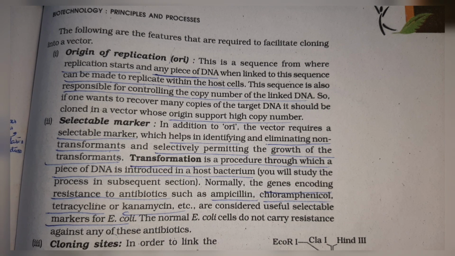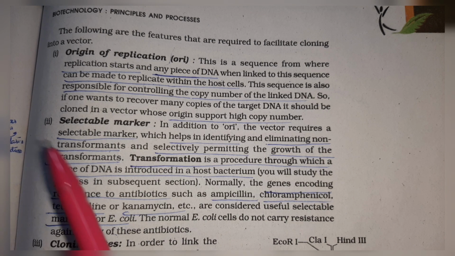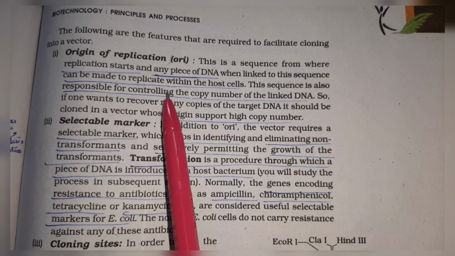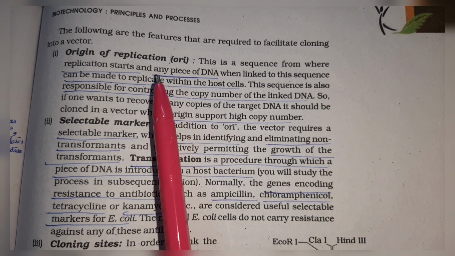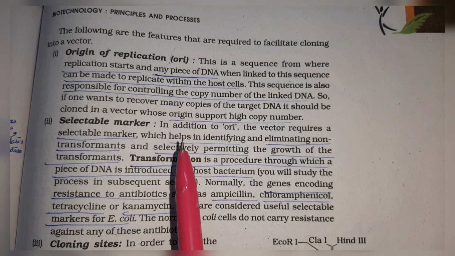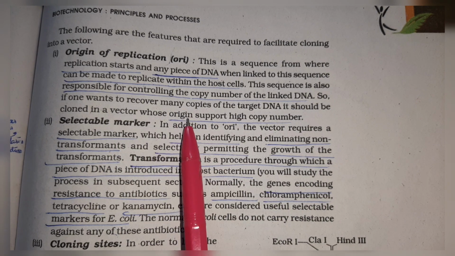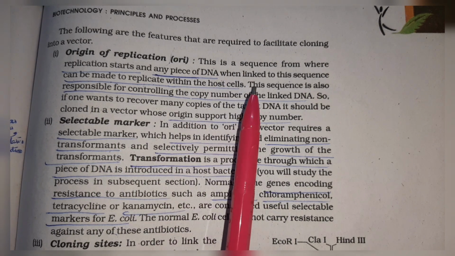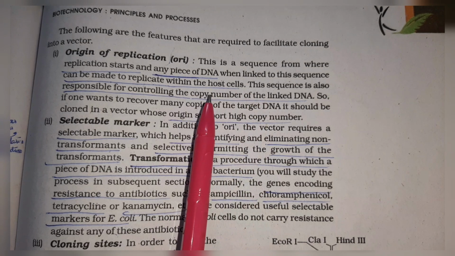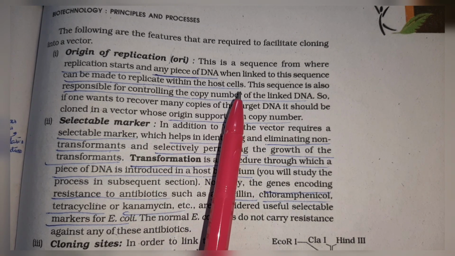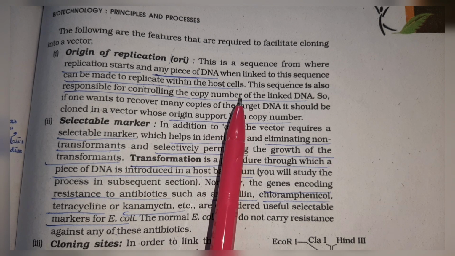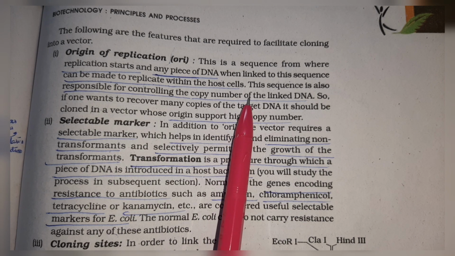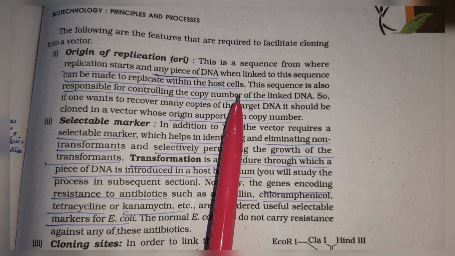First, origin of replication, or ORI. This is a sequence from where replication starts. We have already seen that the origin of replication, the name itself suggests that from here the replication is starting, and any piece of DNA when linked to this sequence can be made to replicate within the host cell. If you have placed the DNA exactly on the ORI, then there is a high chance that this DNA is going to replicate in the host cell.